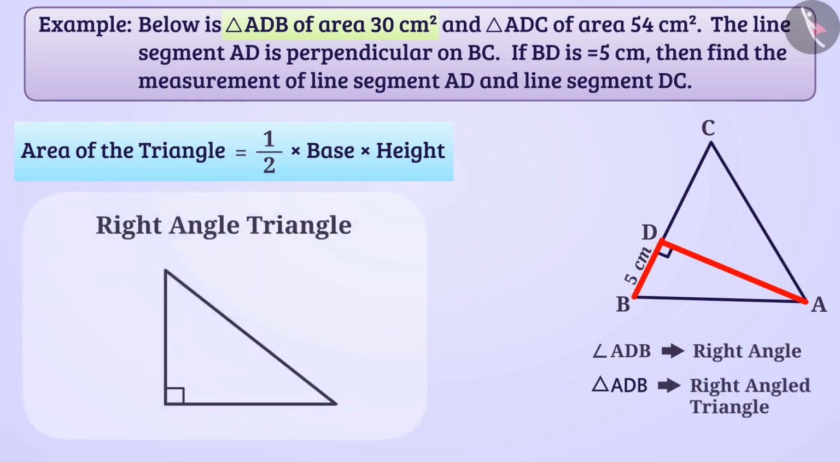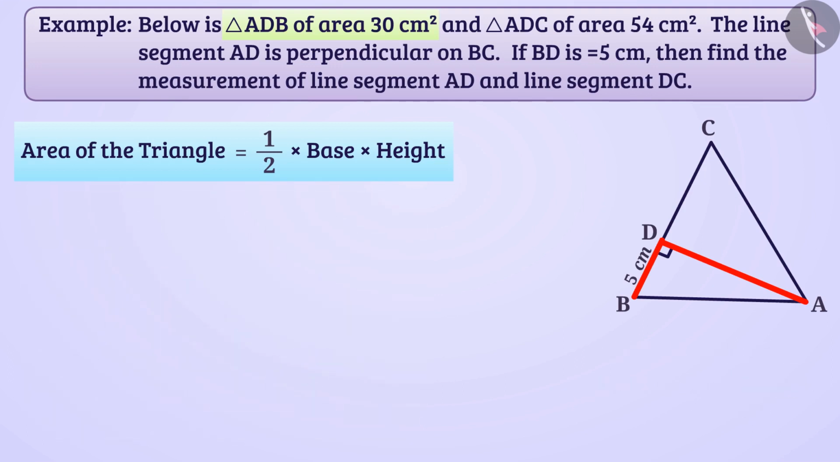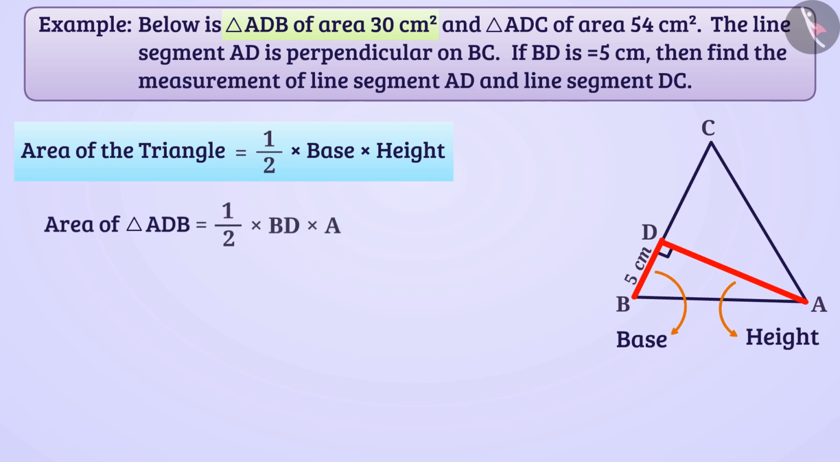In case of right angle triangle, we can consider one of these perpendicular sides as base and the other side as height. Here we will consider the side BD as base and side AD as height. In this way, we can write area of triangle ADB is equal to half multiplied by BD multiplied by AD. We know the area and measure of side BD. So, we can find the measure of AD.